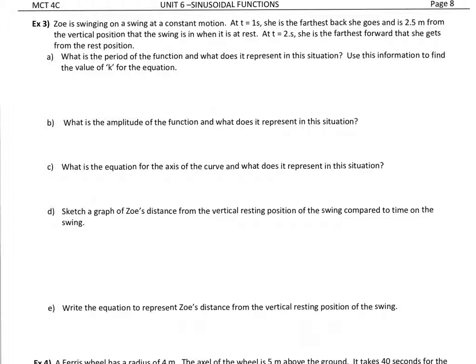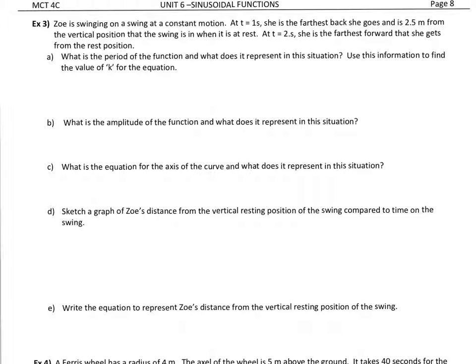In this example, we're going to come up with an equation to represent the scenario here. Zoe's swinging on a swing at a constant motion. At t equals 1 second, she is the farthest back that she can go, which is 2.5 meters from the vertical position that the swing is in when it is at rest. So it's 2.5 meters back from the resting spot. And at 2 seconds, she is the farthest forward that she can get from that rest position.